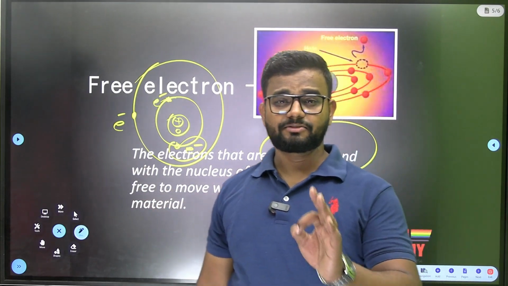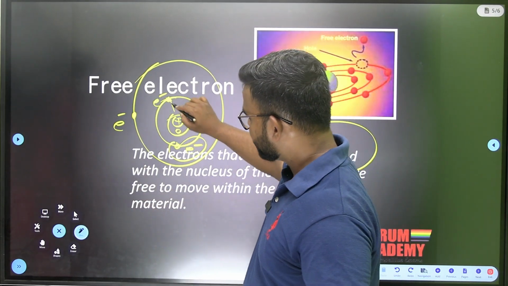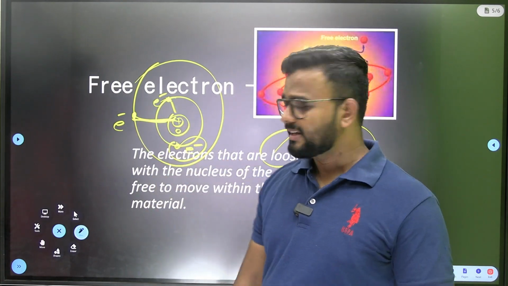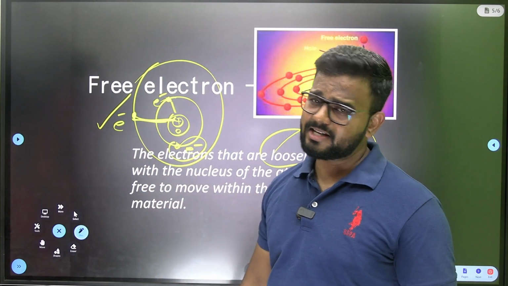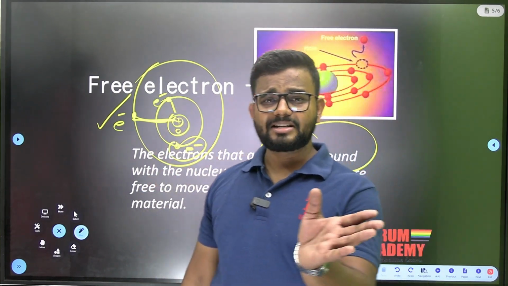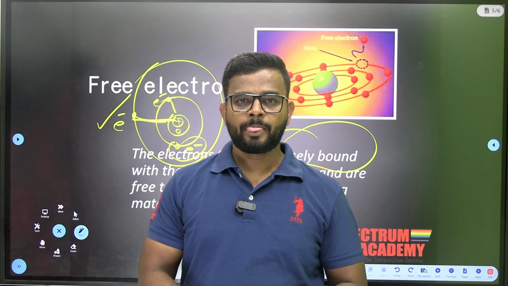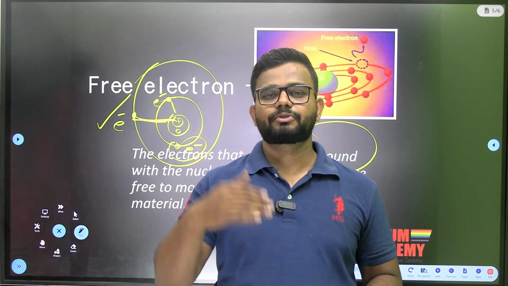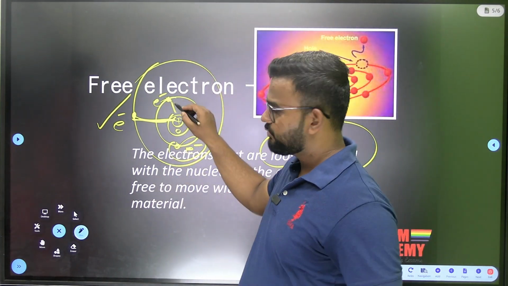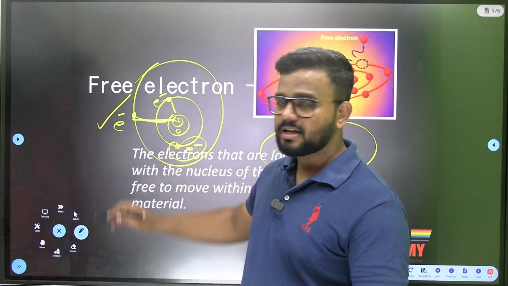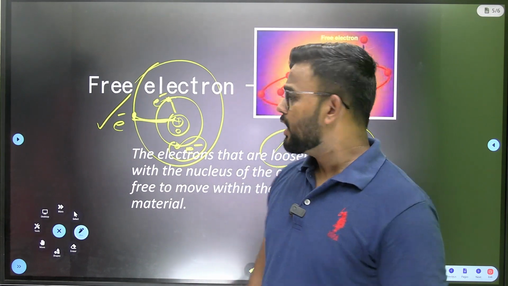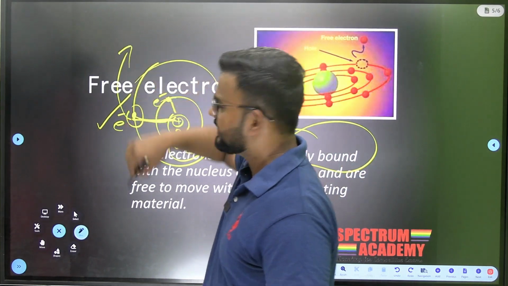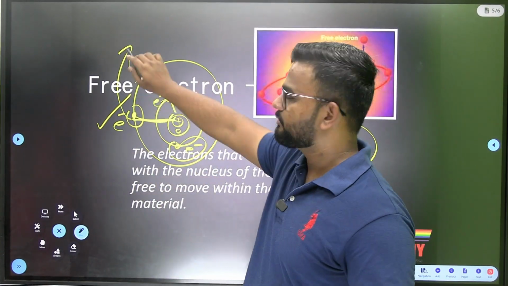Why? It's just because of the distance. If you look here, in the second case the distance is large and in the first case it is smaller. So distance is inversely related to the force of attraction. If you increase the distance, the force of attraction will be less. If you decrease the distance, the force of attraction will be high. So in this case the force of attraction is high, and in this case it is very low.